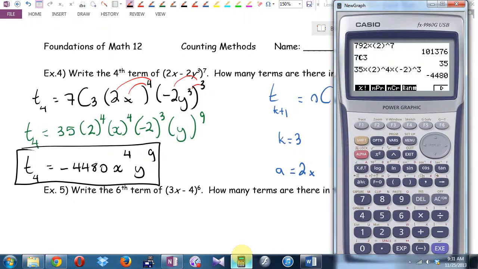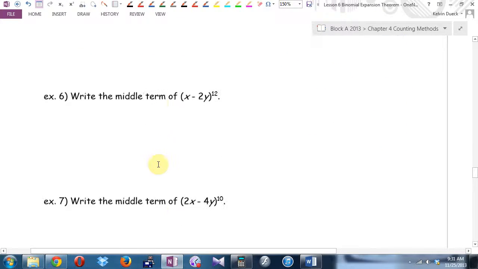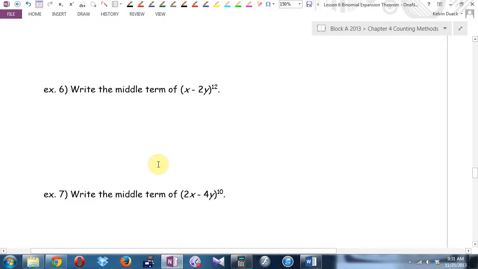Oh, excellent. Let's skip example 5 then, and let's jump down to example 6. I like example 6. Example 6 is a nice question. So is example 7. What do they have in common? What am I asking you to find here?